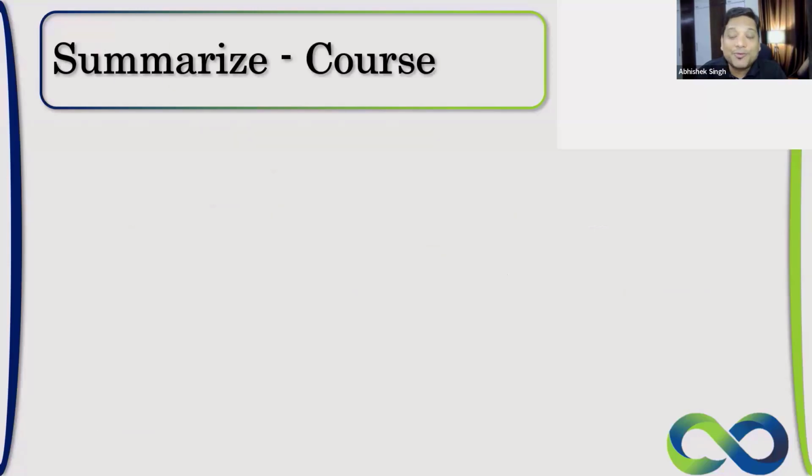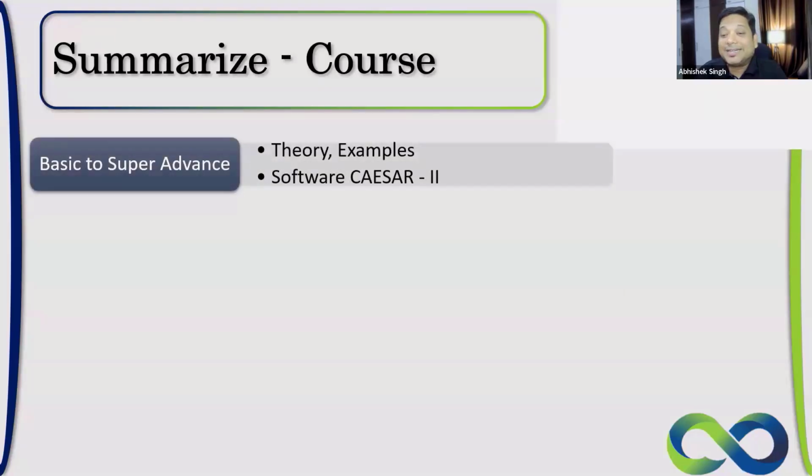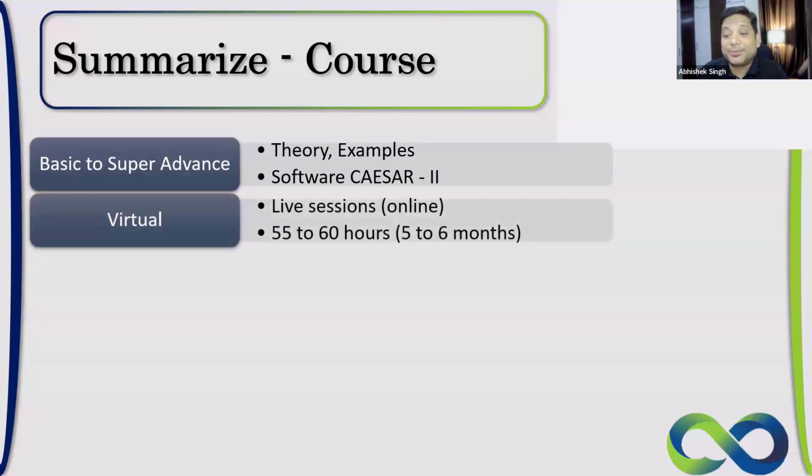So just to summarize how we are going to conduct this, it will be theory like we conducted right now, and it will be followed with live examples. We'll be doing the calculation together, and then in the software. So we'll be doing the same operation in the software, doing lots of modeling and analysis using Caesar II. The classroom will be live sessions, online like we are doing right now. The duration will be 55 to 60 hours at least. It will run for 5 to 6 months.